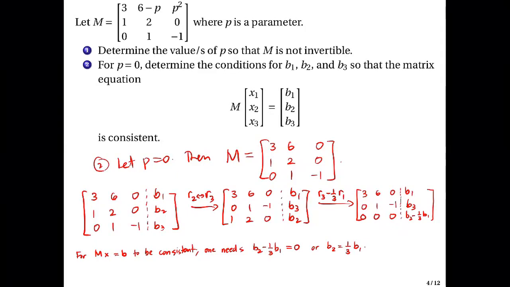So the conditions are, we can have b1 and b3 to be any real number, but your b2 must be 1/3 b1. So this is the conclusion.